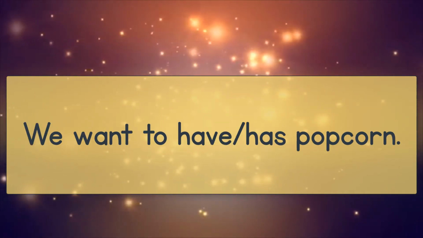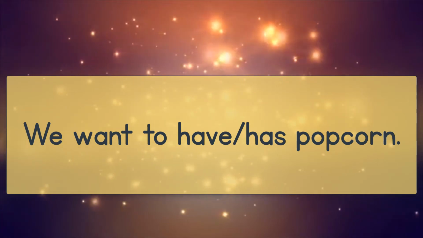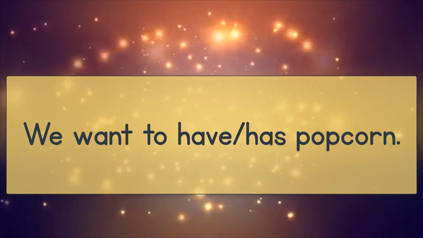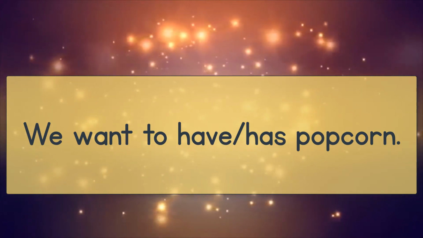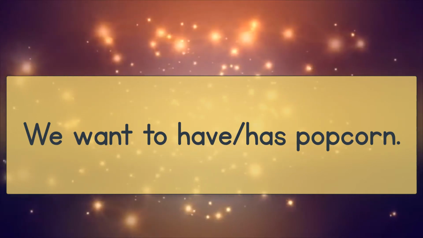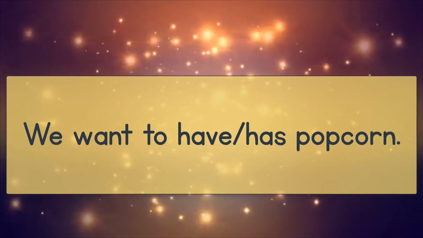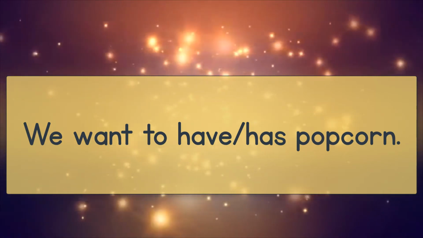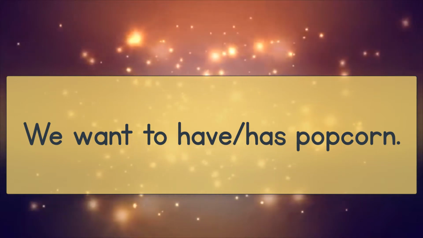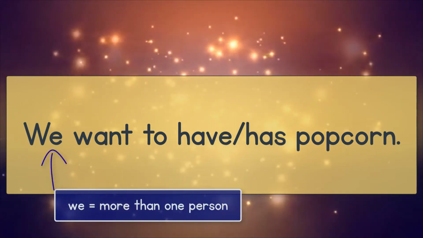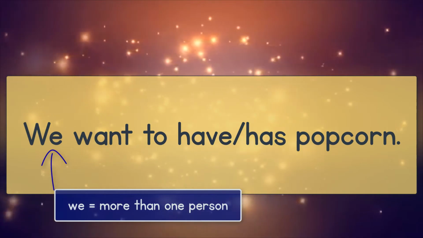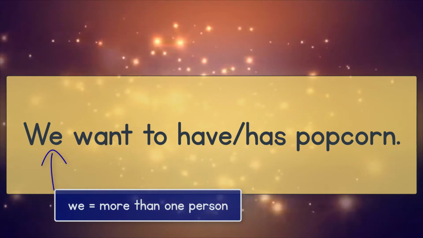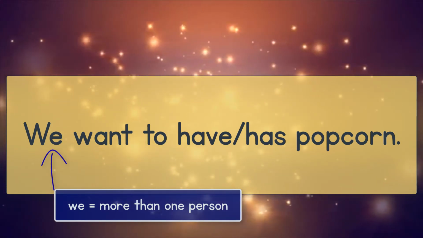All right, here's the next one. We want to have or we want to has popcorn. Go ahead and write it down. Fill in which option do you think it is? Which noun are we talking about? Yep, we're looking at the noun we. We is more than one person. It's me and you, or me and my friends. We is more than one person, so we know we're going to use have.